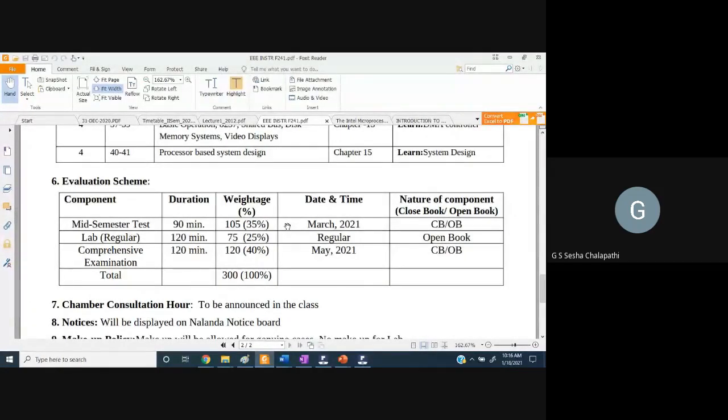Apart from that, we will be having a lab test. We plan to have 2 lab tests, of course, and the details will be announced by the IC at a relevant point of time. As of today, we plan to have 2 lab tests, which will be evaluative in nature. Both the regular lab sessions as well as the lab test will be evaluative. In total there will be 300 marks, that is 100% of the weightage.